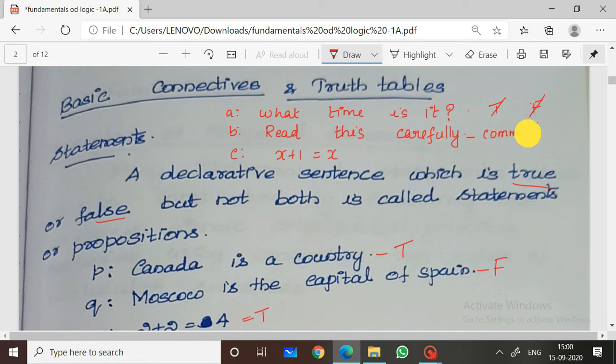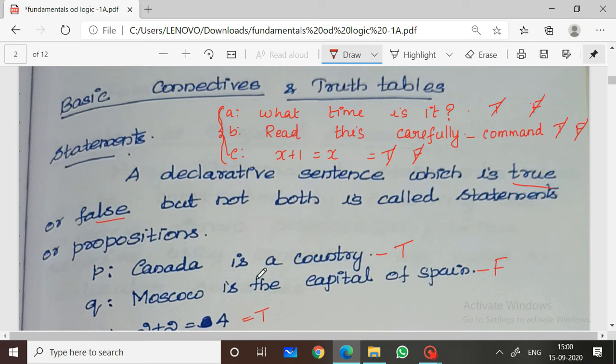When it is a command, we cannot say it is true or false. X plus 1 equal to x: we cannot say that this is true or false, because the answer changes depending on the values x takes. We can't predict whether it is true or false, so it is not a statement or a proposition.